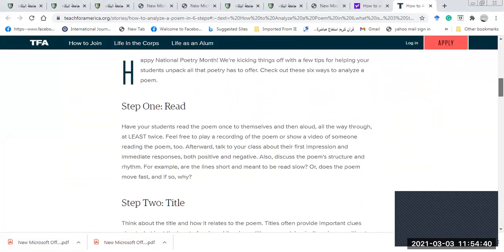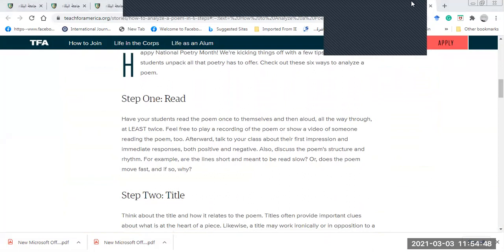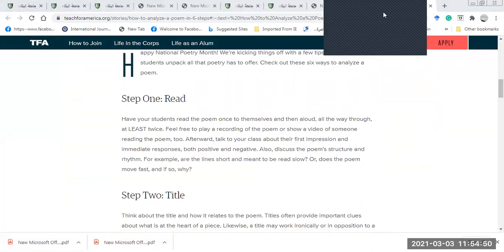The first step that we have to start with is to read. I have the students read the poem once to themselves and then aloud, all the way through at least twice. So you have to read the poem at least twice. And feel free to play a recording of the poem.